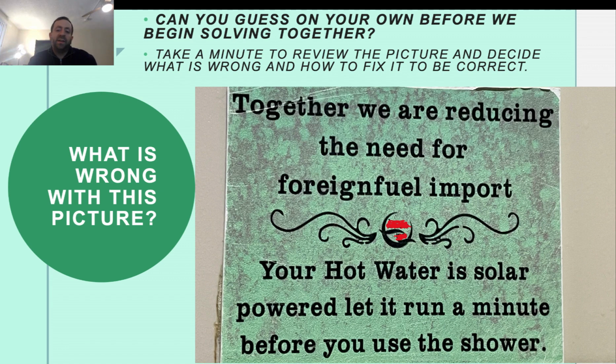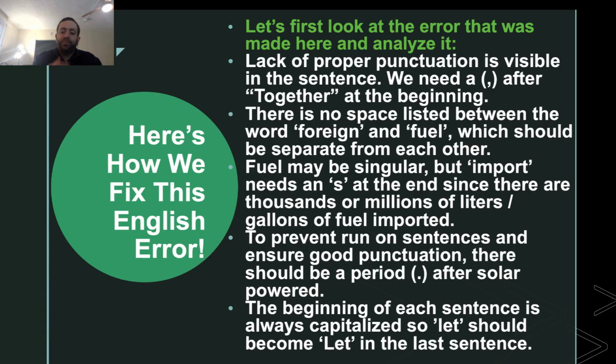It's 6 words, this sentence. So you don't need to make it longer. We don't need to make a comma there. Your hot water is solar powered. Period. That makes it a second sentence there.